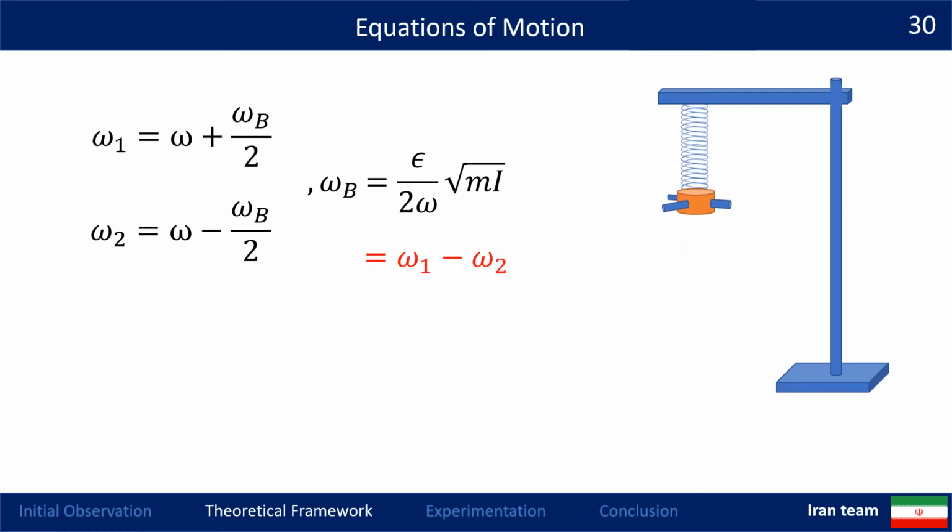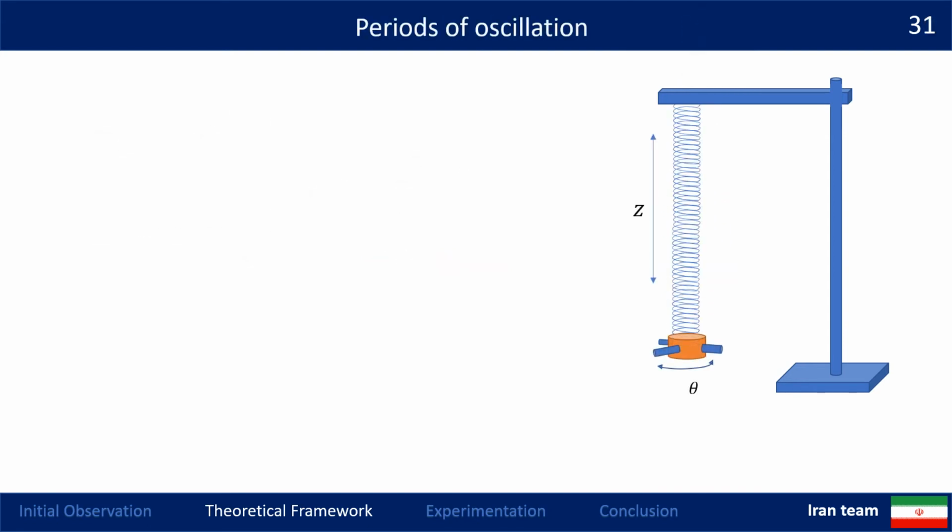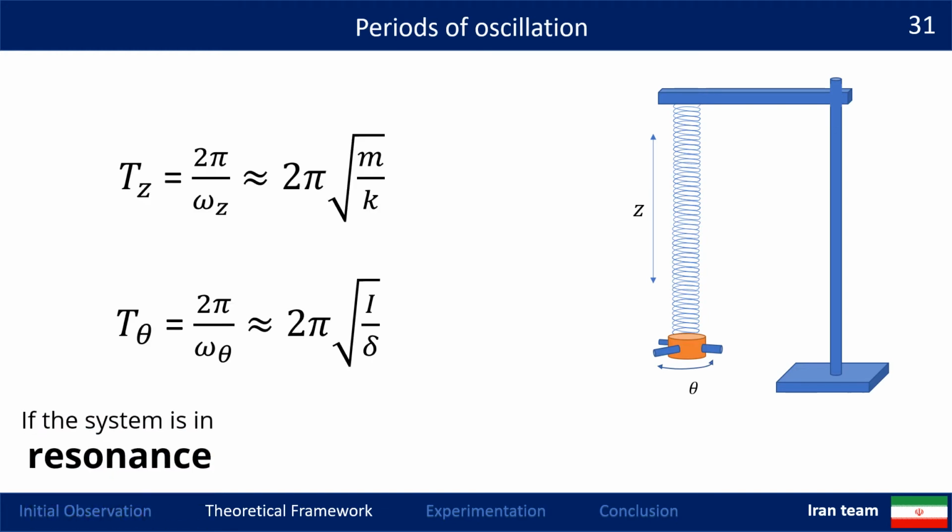Now, in this case, the beat frequency is equal to the difference between the two normal modes. Now, let's discuss periods of oscillation. Well, if the system is in resonance, that means that the periods of oscillation in the z and theta directions have to be approximately the same too.